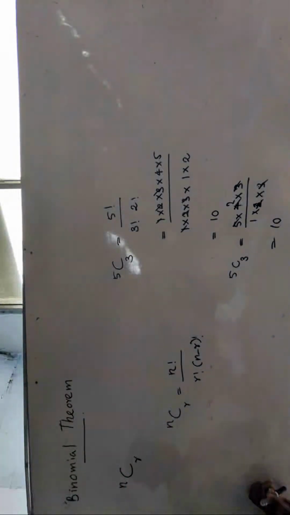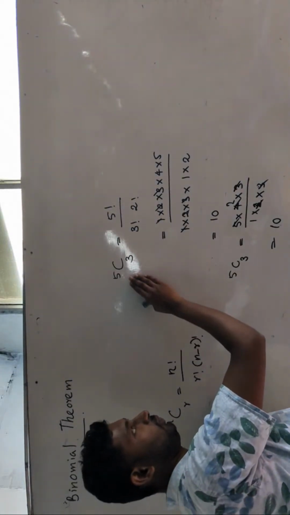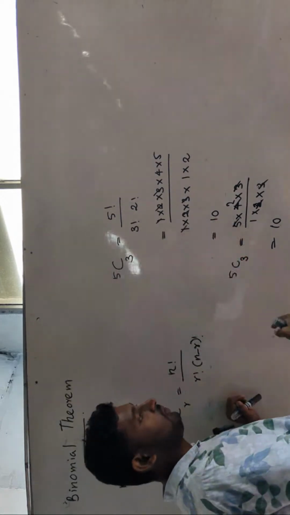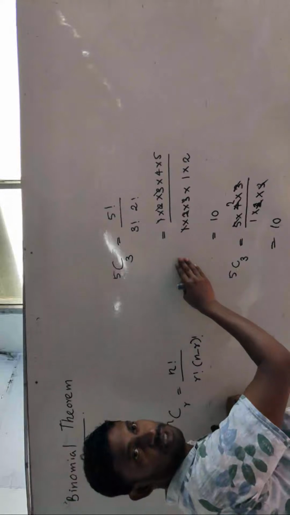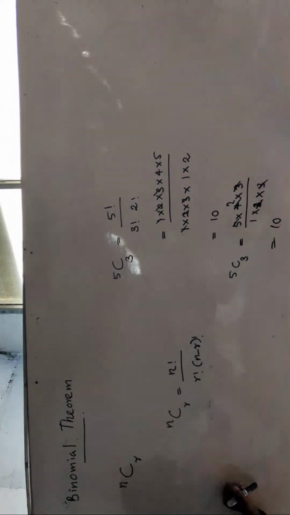So you have to remember the definition here. So this is the way to find the 5C3 using the definition. But normally when we solve the questions, we are not going to use this method. Instead of that, we are going to use this shortcut method. 5 into 4 into 3, then divided by factorial 3. So that is the shortcut method. Let's write down this first and we can continue.